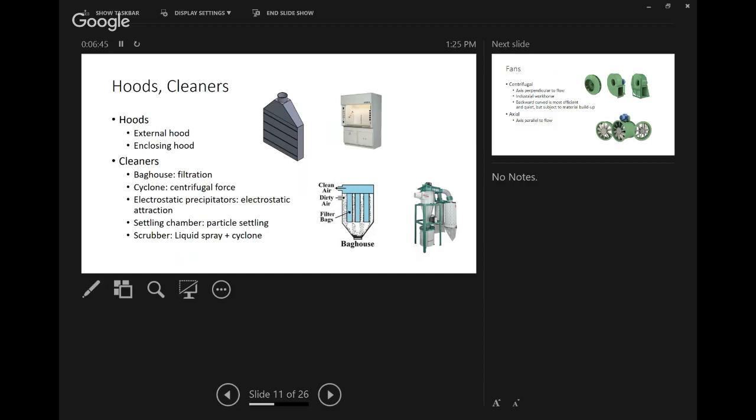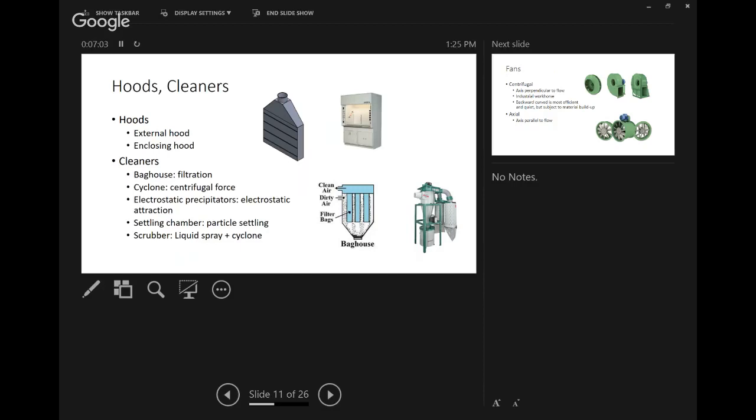An enclosing hood at least somewhat encloses or completely encloses the process that generates the contaminant. So this is a chemical fume hood. This is what we're going to be doing for our lab later. Okay, I forgot that we did have these on here.